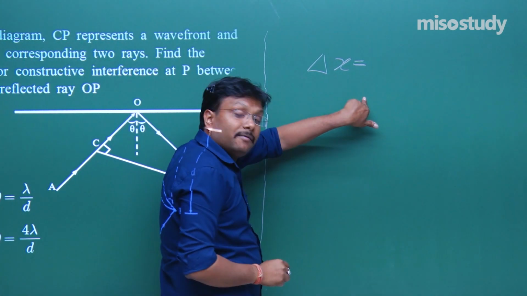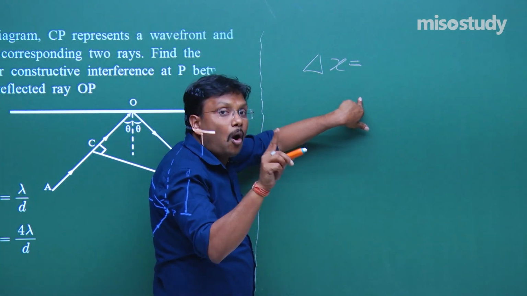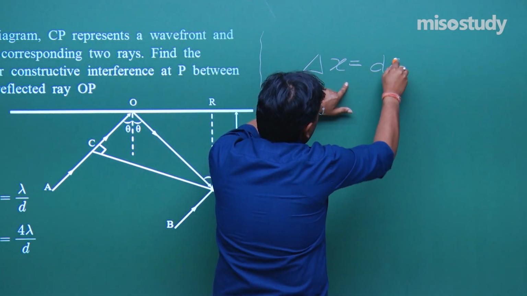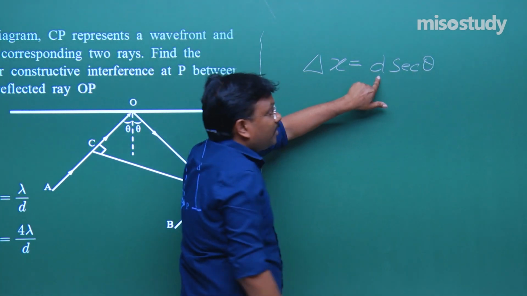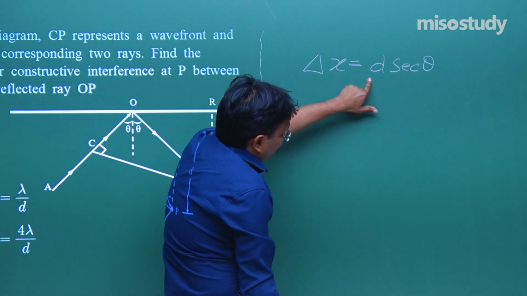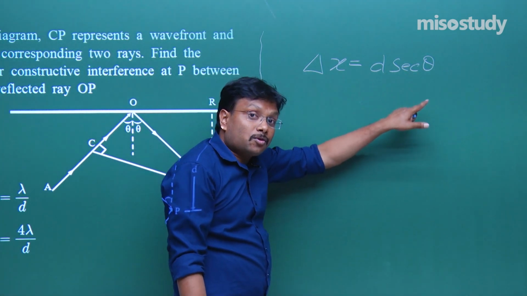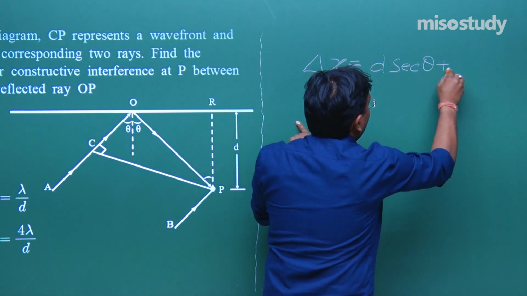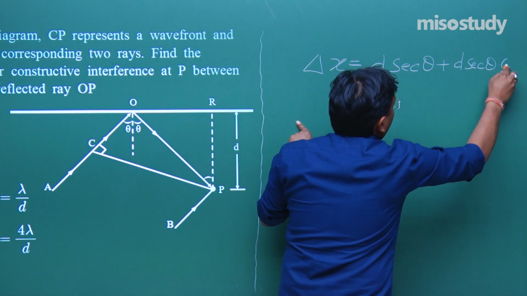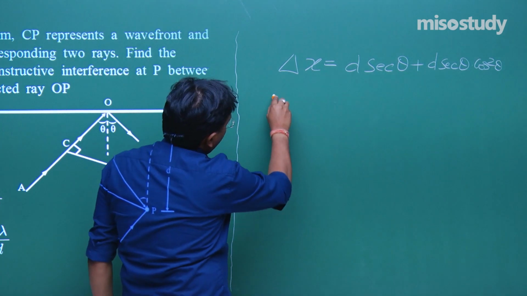now what was the initial value which I mentioned? PO plus CO cos of theta. So directly if I am writing the values, then d sec theta, the name of d sec theta is PO, still it is present in your video. So delta x is equal to d sec theta plus d sec theta into cos square theta. This is basically the path difference.